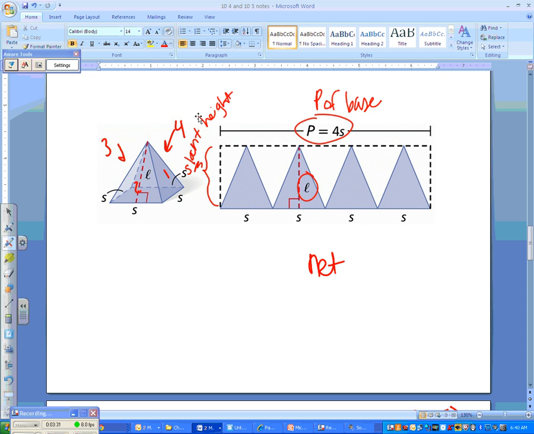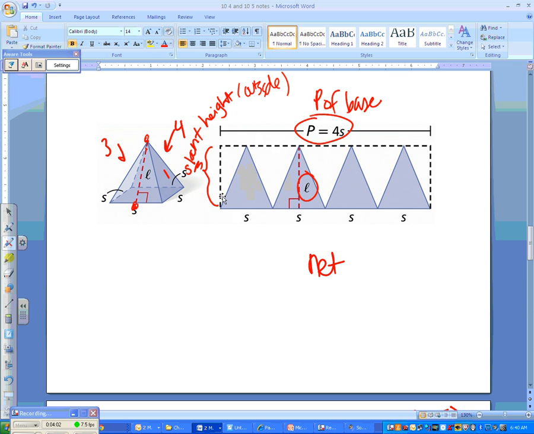We call it the slant height because the pyramid is slanted, right? It doesn't go straight up. The height, the regular height, would be perpendicular to the base. It would go through the pyramid and be from the vertex down to the base, and it would be inside the pyramid. The slant height is the height from the vertex to the side of the base. So this is on the outside. Slant height is on the outside of a pyramid or a cone.